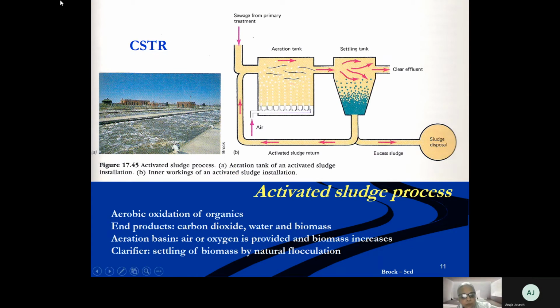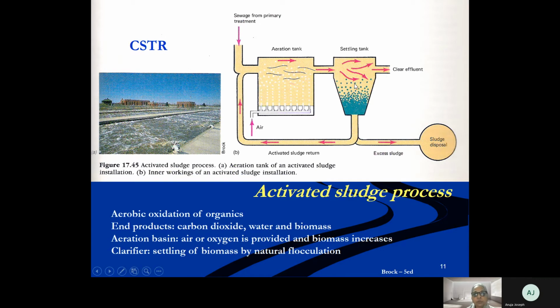Okay, then we come to a few more details. So this is, like I said, the two-step process. You have the aeration tank, air or oxygen. You can have pure oxygen or you can have air. It goes inside the tank through what are called diffusers. They can be coarse diffusers or fine diffusers. They bubble into the tank and they are simply there to provide oxygen for the biomass to grow.